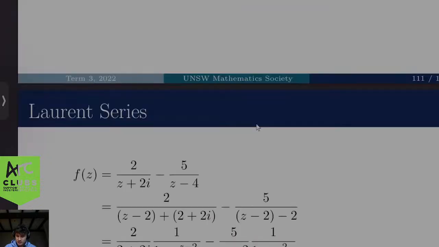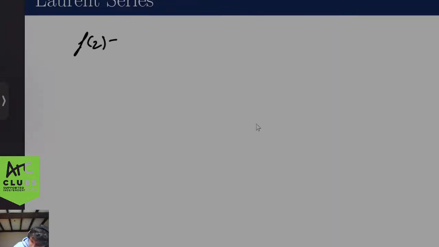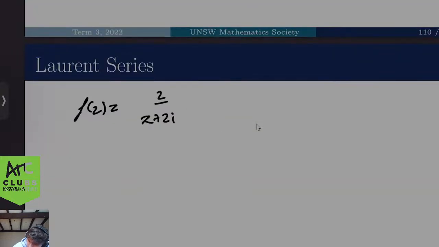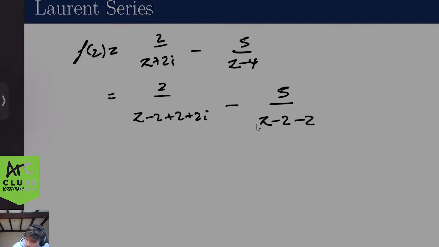So now let's actually calculate it. We want to calculate it in terms of powers of z minus 2. So we'll first look at this expression. This is f of z equals 2 on z plus 2i, plus minus 5 on z minus 4. Okay, so remember the same thing that we wanted to do, express it in terms of a geometric series. And remember, it needs to be in terms of z minus 2, so we need a z minus 2, and we need to add plus 2 plus 2i. And then here will be 5, and it'll be z minus 2 minus 2.